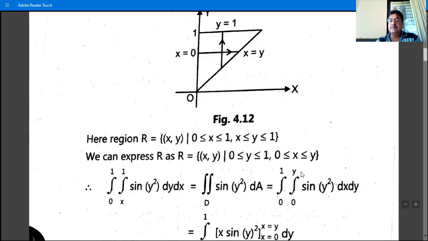So we have to integrate first with respect to x. So this is the limit on x. X runs from what to what? That is, lower limit, upper limit, and y runs from what to what? So take a strip parallel to x axis. So this is the strip parallel to x axis.